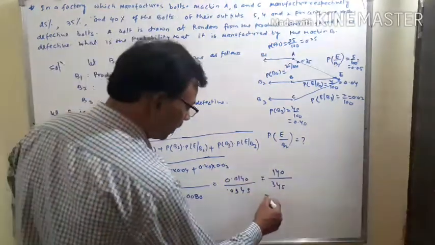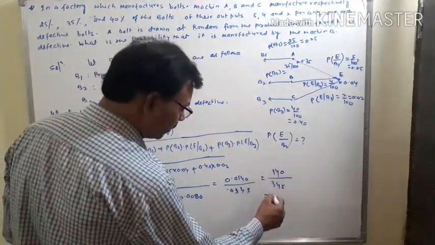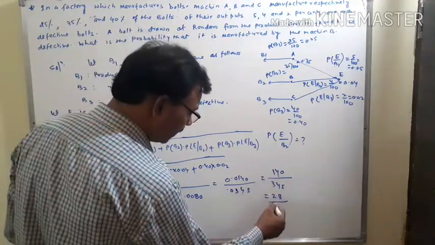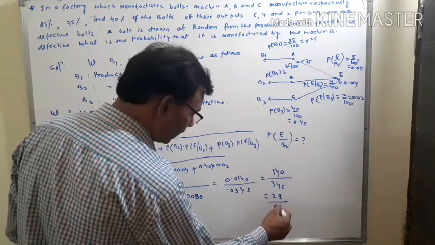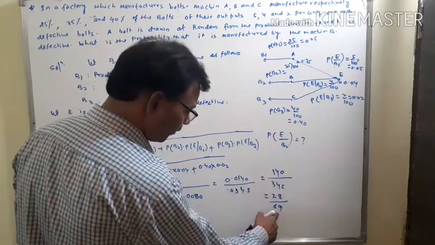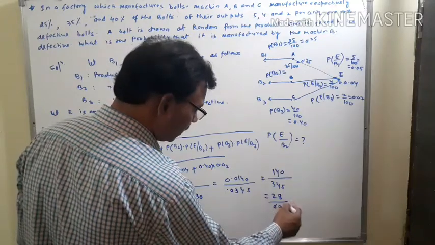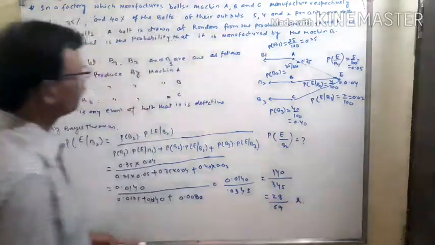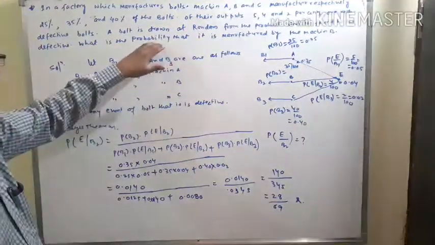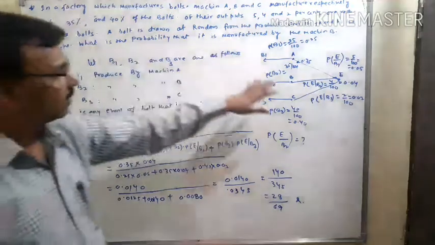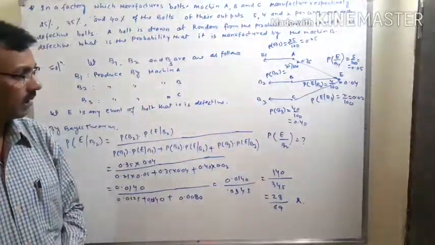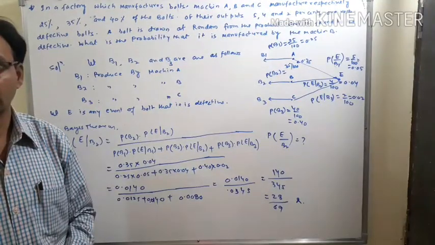Now cancel it. 5 twos are 10, 5 eights are 40, 5 sixes are 30, and 5 nines are 45. This is the probability that the bolt is manufactured by machine B. Now in the next video we will take another numerical problem.